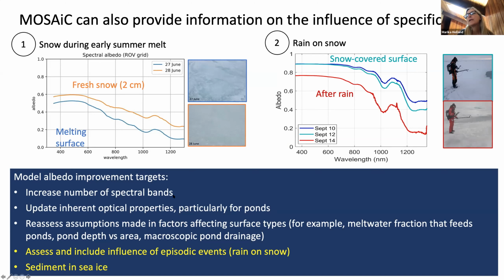And the targets that we have in the near term are things like increasing the number of spectral bands, updating our inherent optical properties, particularly for ponds on the surface of the ice, and also reassessing some of the assumptions that we have in terms of the factors that affect our surface types, in particular, the factors that affect ponding on the surface of the ice. Further out, we're also looking at the influence of these episodic events like rain on snow and also sediment in sea ice.